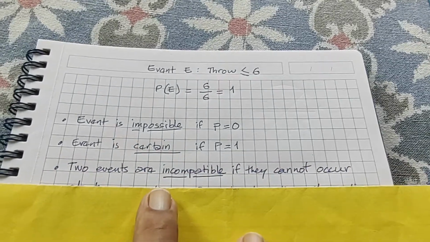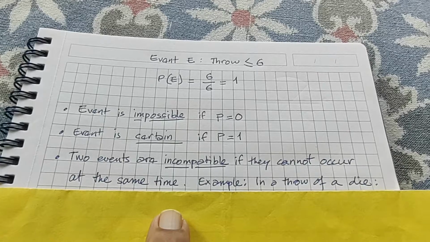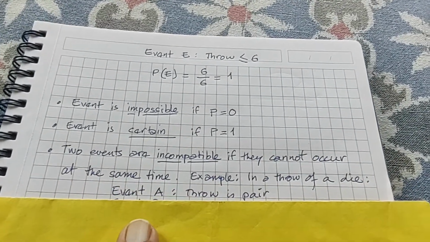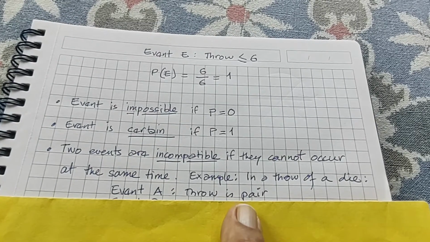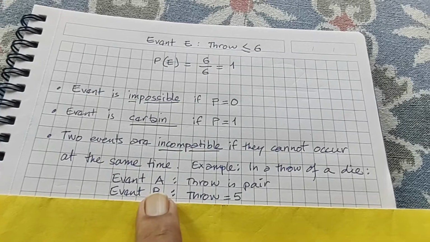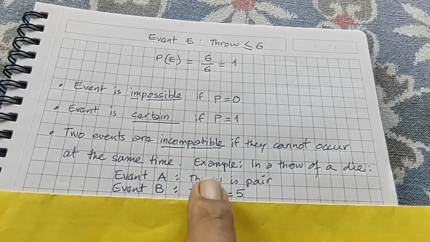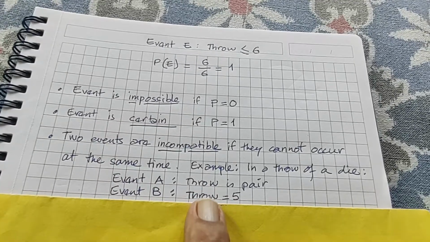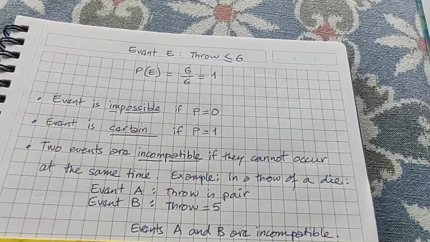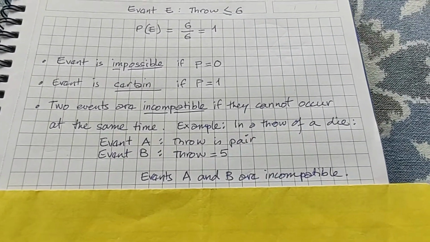Okay. Two events are incompatible if they cannot occur at the same time. Example, in a throw of a die, if I say event A is throw is pair and event B is throw is equal to 5, then events A and B cannot happen at the same time. You cannot throw 5 and have it as a pair at the same time. So you will say events A and B are incompatible. Événements A et B sont incompatibles.